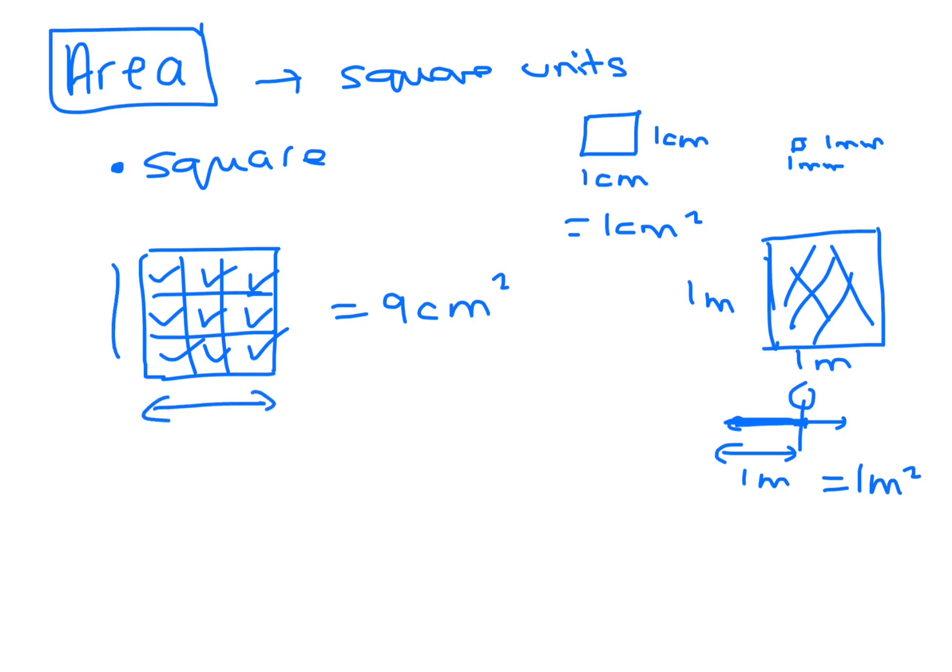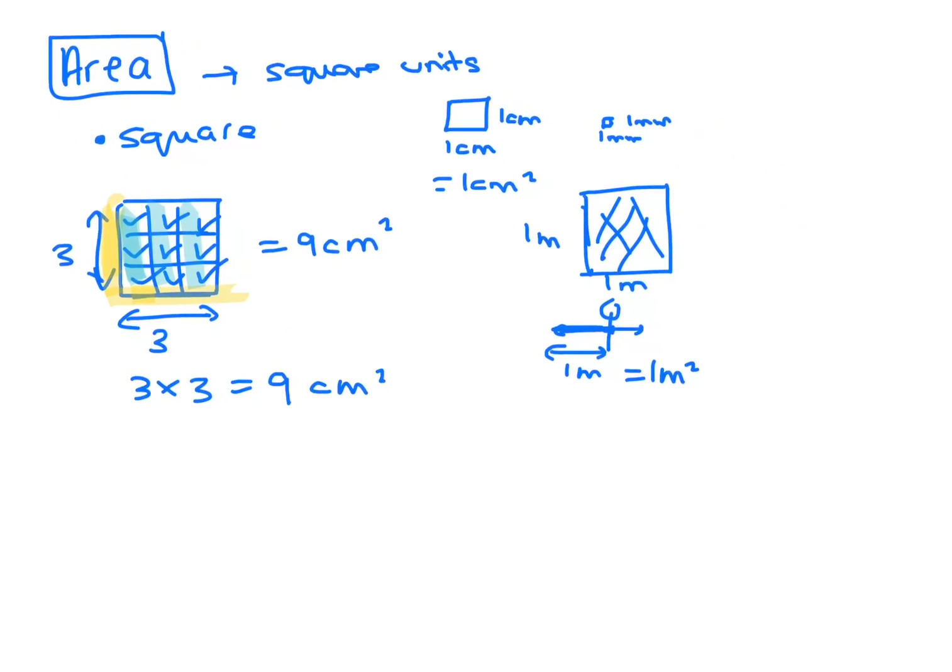But we soon figure out, rather than counting the number of squares, if we look at how many squares are on this side and how many squares are on the other side, and multiply them together, you would have 3 rows of 3. So 3 rows of 3 would equal 9, giving you 9 square centimeters. So for a square, as a rule, you just do side times side.